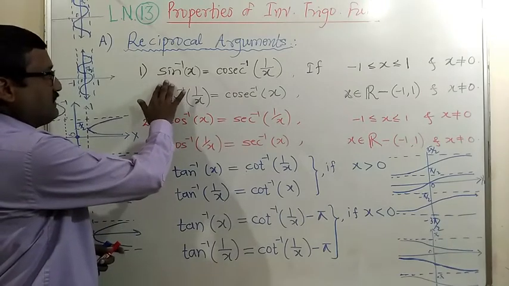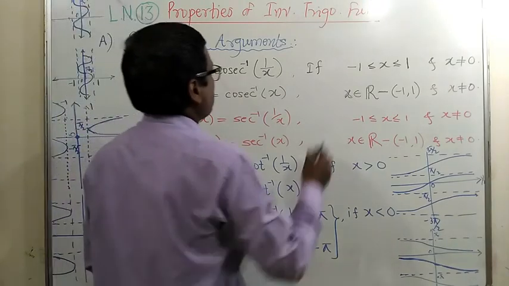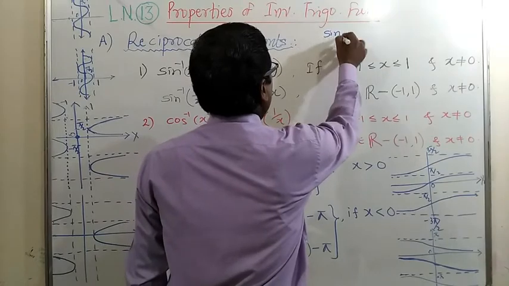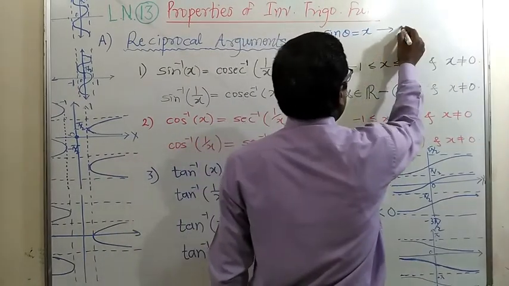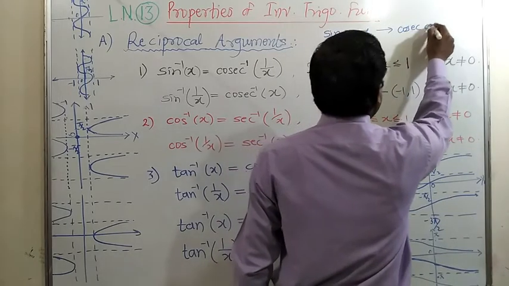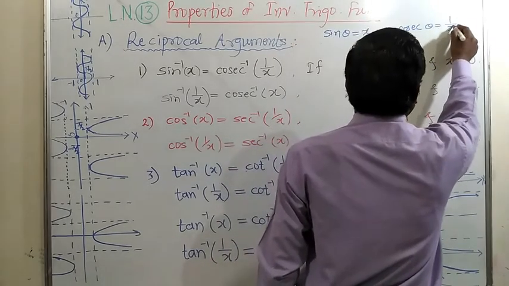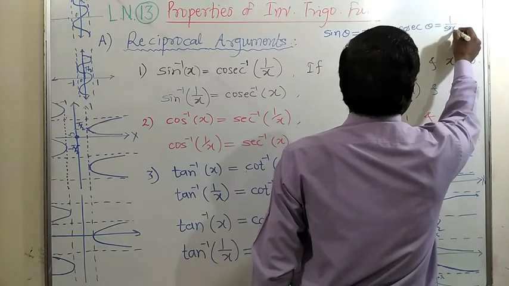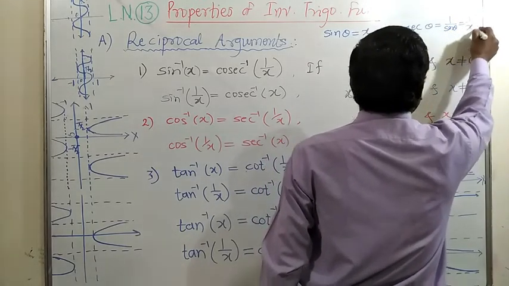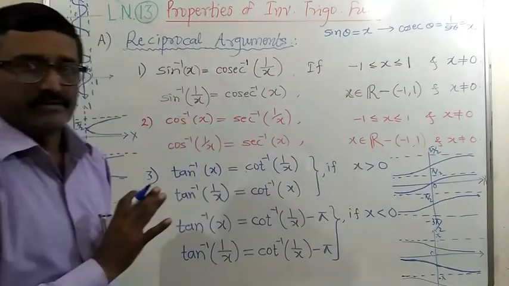Before learning this, let us see that if sine theta is equal to x, then obviously cosec theta is equal to 1 upon sine theta. Cosec theta is nothing but 1 upon sine theta, so it will be 1 upon x. That's very simple to understand.